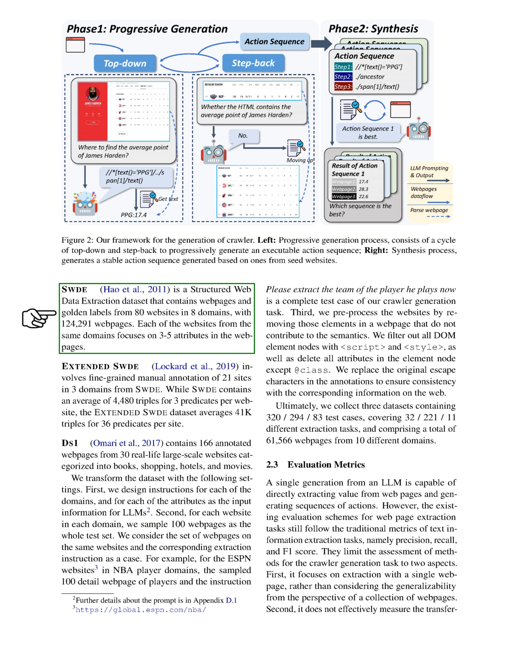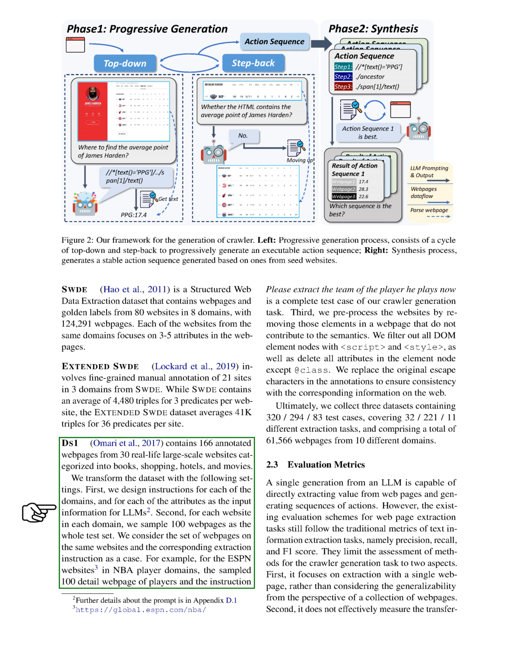Section: Extended SWDE. In this section, we extended the SWDE dataset by manually annotating 21 sites in 3 domains. The original SWDE dataset had an average of 4,480 triples for 3 predicates per site, while the extended dataset had 41K triples for 36 predicates per site.